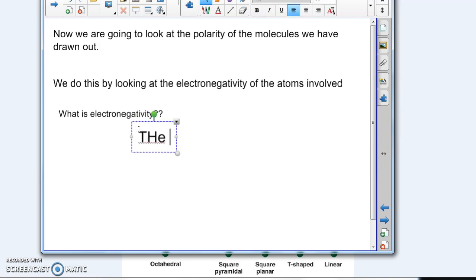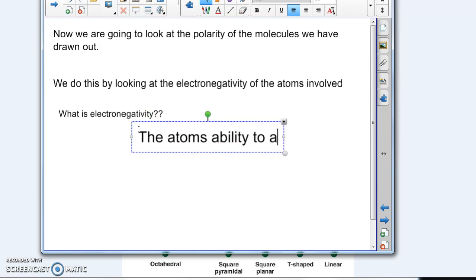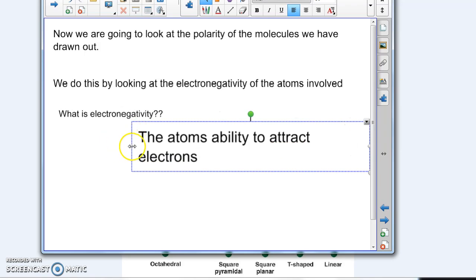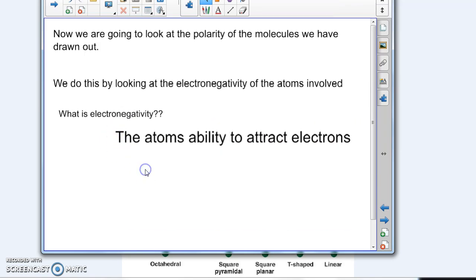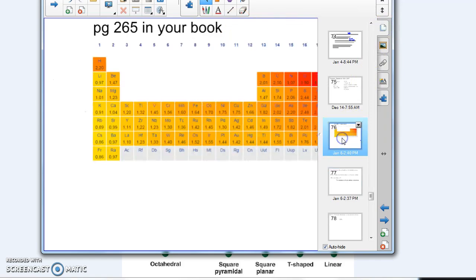Electronegativity is the atom's ability to attract electrons. You should have that on your sheet from the other day, but just a reminder, electronegativity is the atom's ability to attract electrons. So the higher the electronegativity, the more atoms are able to attract electrons.